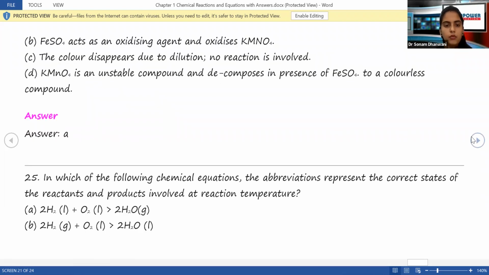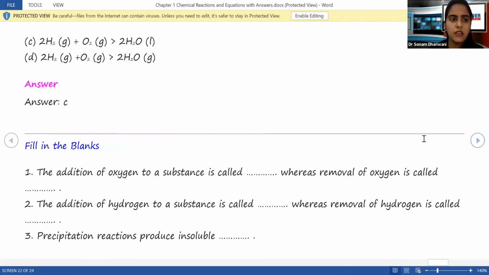Okay, next. In which of the chemical reactions do the abbreviations represent the correct states of the reactants and products involved at reaction temperature? Now look, hydrogen is given as liquid, oxygen as liquid, water in gaseous state. These in brackets are the states of matter. Hydrogen in gaseous, oxygen in liquid, water in liquid. What should the correct one be? Hydrogen is also gaseous, oxygen is also gaseous, and water is liquid. Okay? So that is the correct answer, option C.